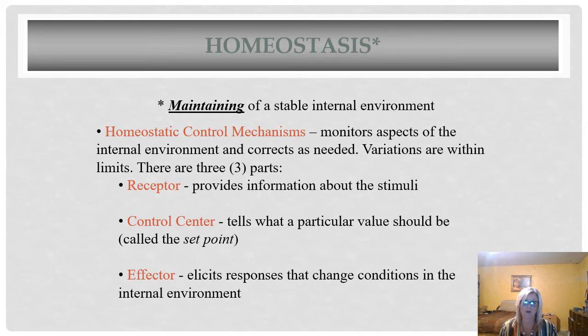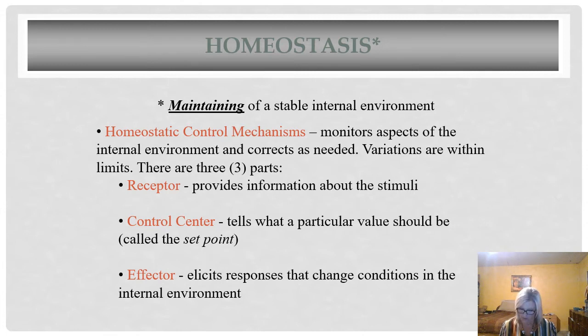There are three parts to a homeostatic control mechanism. One is going to be the receptor. Receptors provide information about specific conditions. Is it hot outside? Is it cold? It also tells us about specific conditions in the internal environment, like, do you have enough blood sugar for your body to function? Do you need to increase that? Is there too much? Do we need to go and store that?